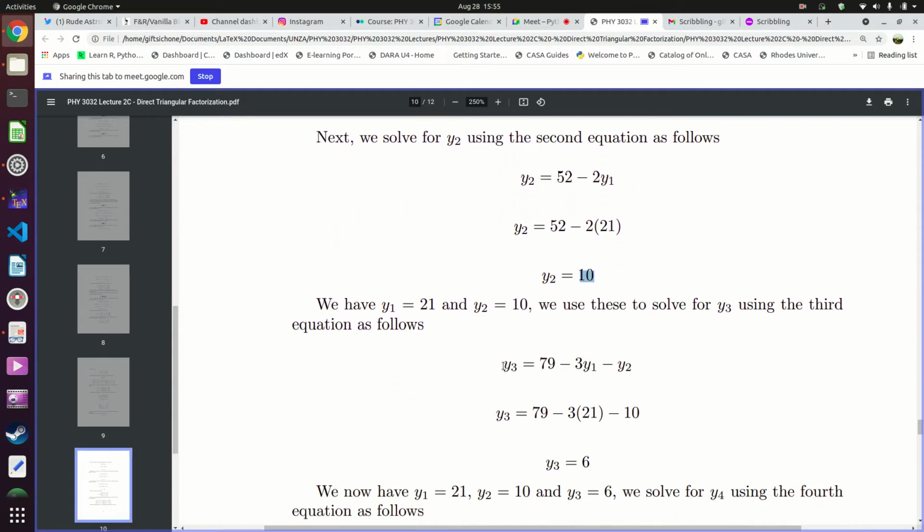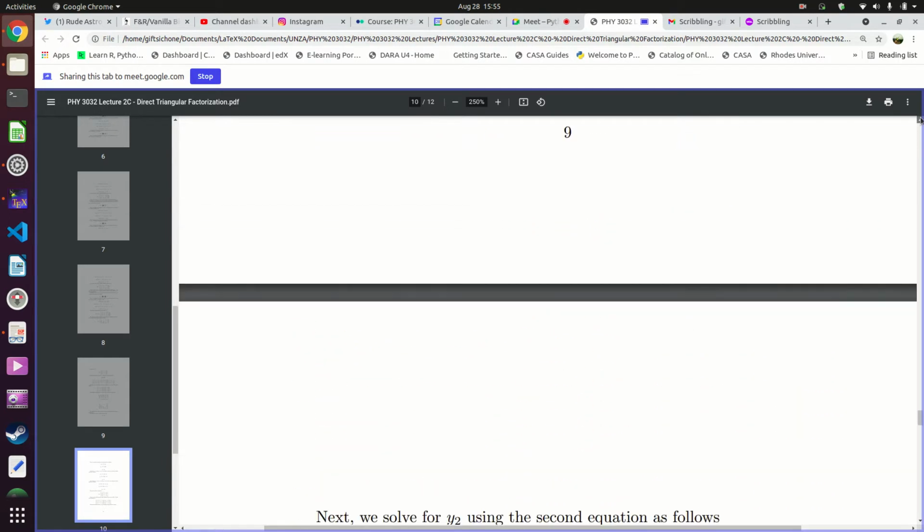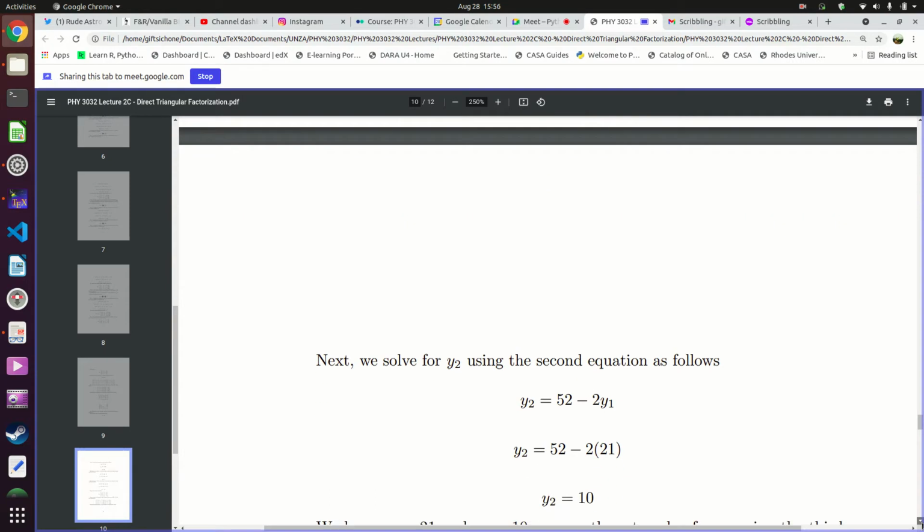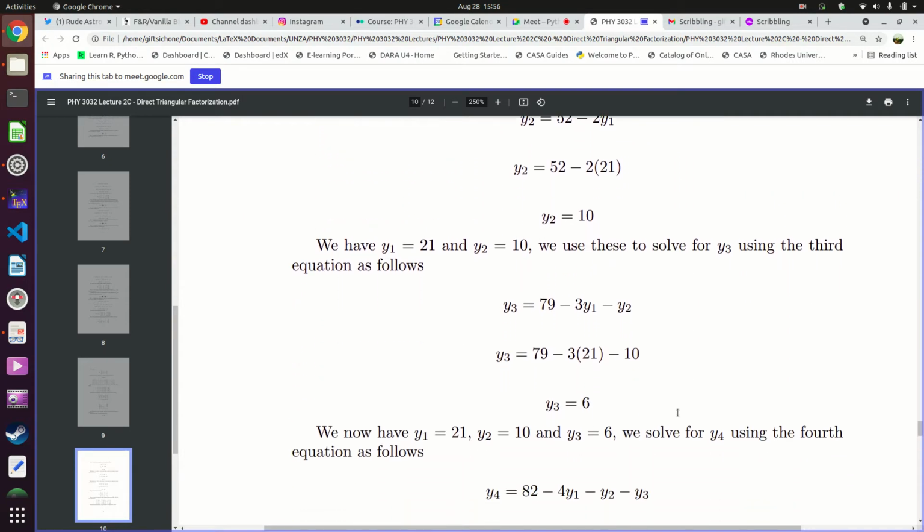Then you try to work out y3. So y3, the equation for y3, this one: 3y1 plus y2 plus y3 equals 79. You get these guys to the other side, so you end up with y3 equals 79 minus 3y1 minus y2. That's y3 equals 79 minus 3 times y1, which is 21, minus y2, which is 10. So you end up with y3 being equal to 6.